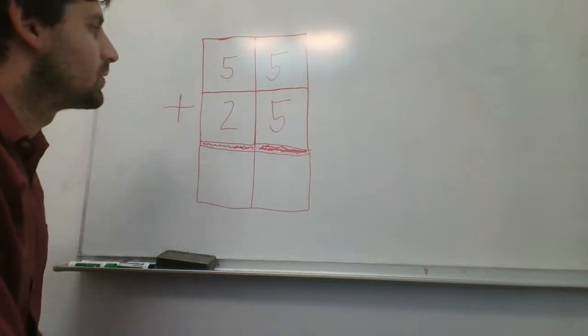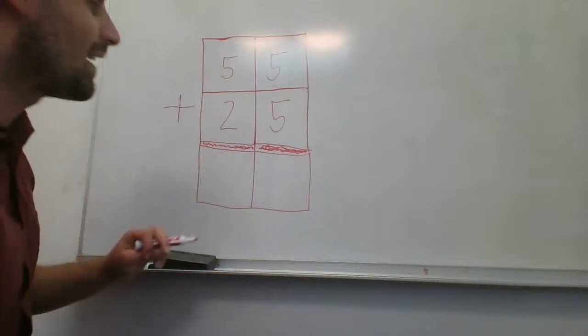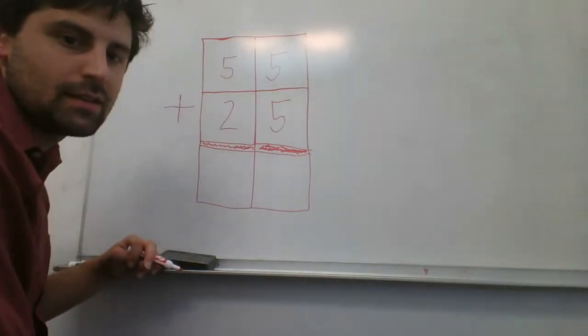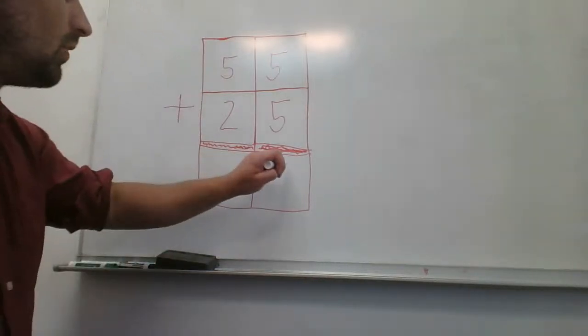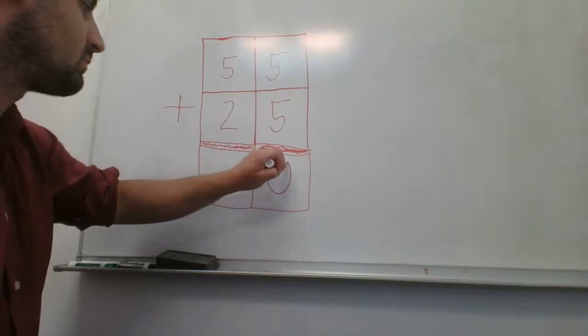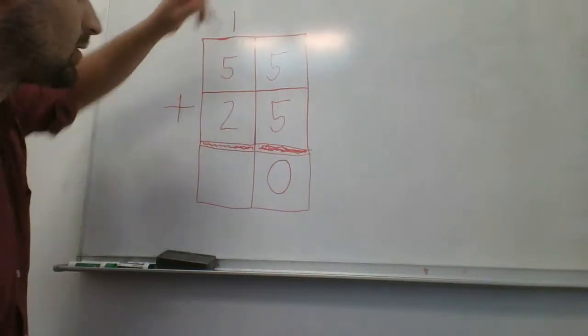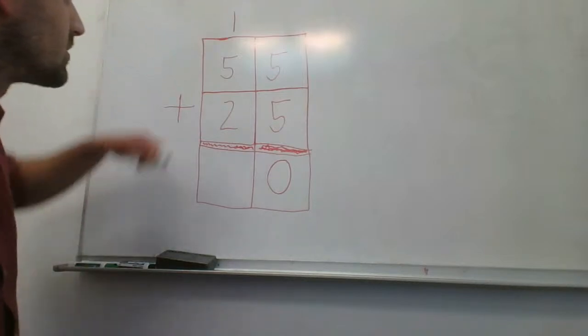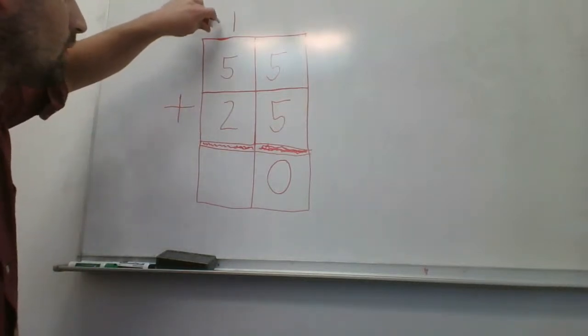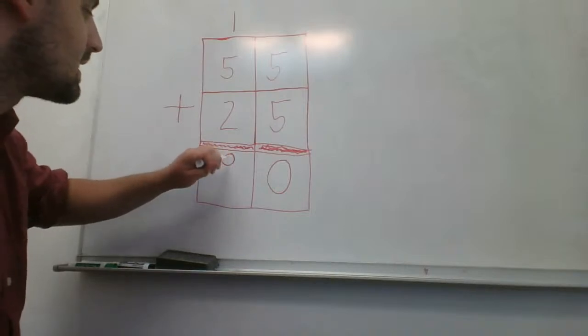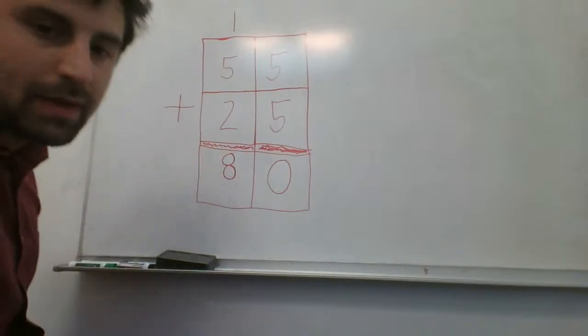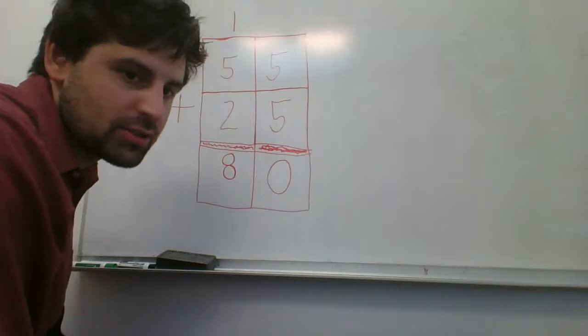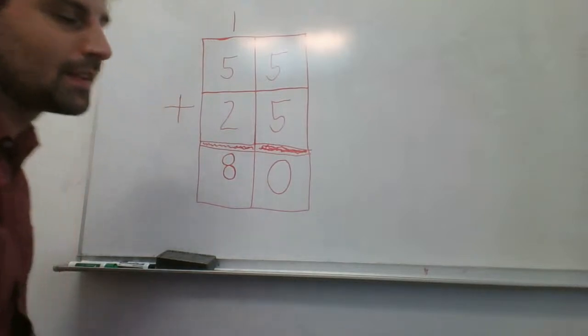All right, so I'm going to start with the digits in the ones place. 5 plus 5 equals 10. So the 0 in 10 goes in the ones place. The 1 in 10 gets carried over to the tens place. 5 plus 2 equals 7. We add the one that we carried over to it, and that makes it 8. And we have our final answer. 55 plus 25 equals 80.